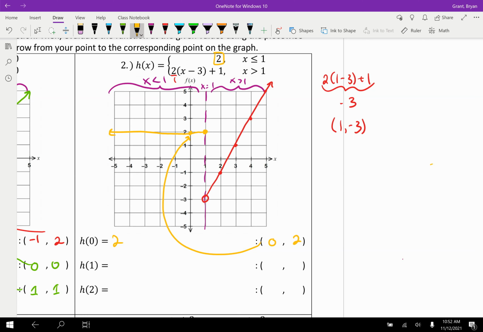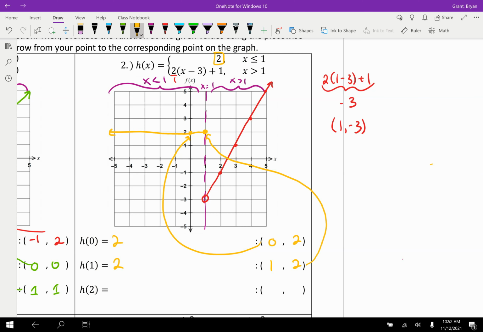What about h of 1? Well, h of 1 means x is equal to 1, right? These are our inputs, our x's. X is equal to 1, and so we still want to use this top equation. When we input 1, the answer for the top branch is always 2, so we need to make sure 1 comma 2 is on our graph, and it is.